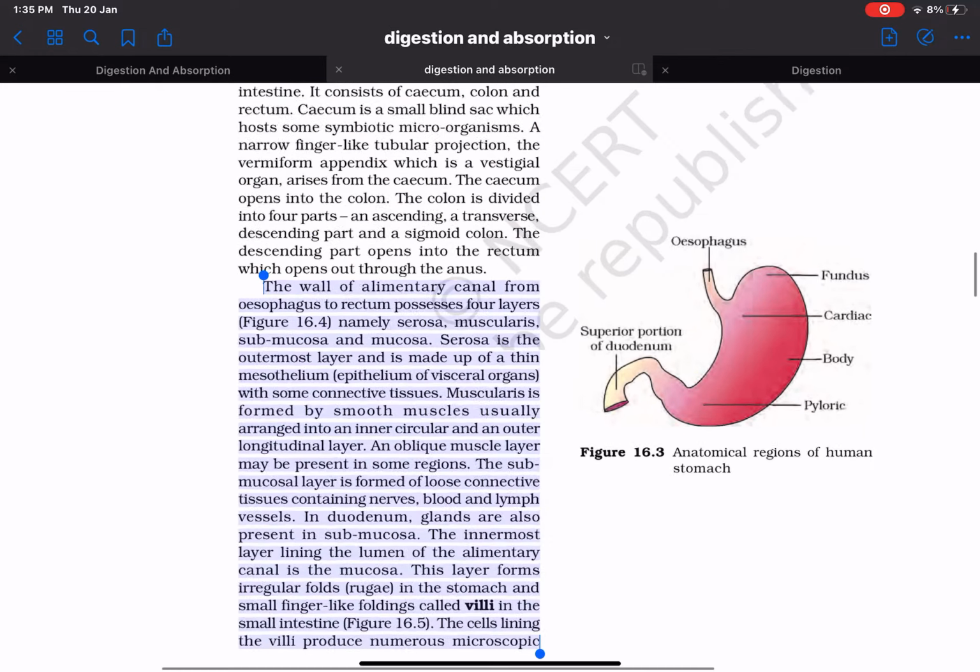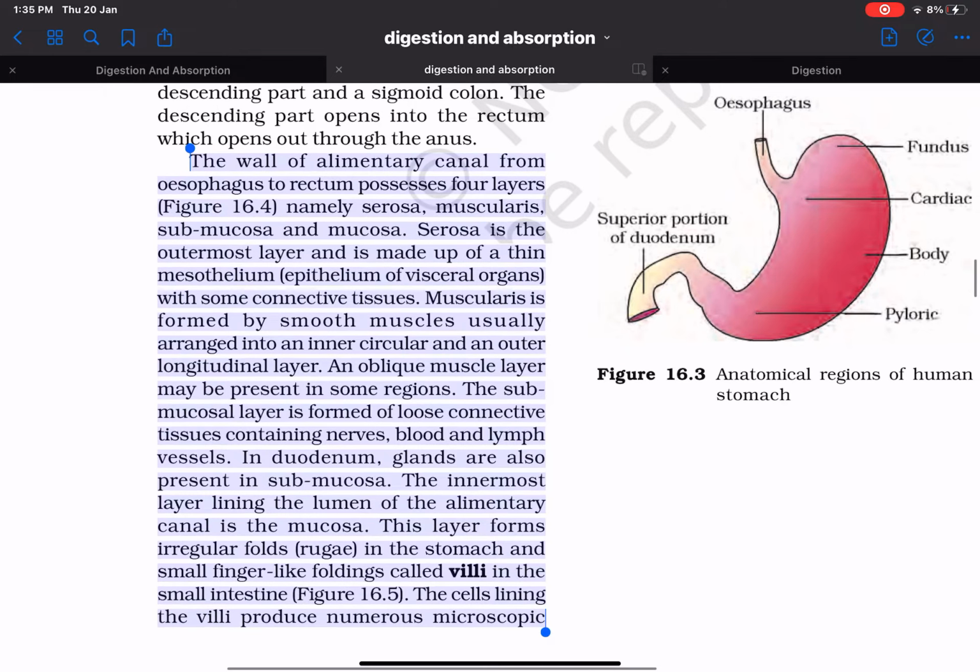The wall of alimentary canal from esophagus to rectum possesses 4 layers, Figure 16.4, namely serosa, muscularis, submucosa and mucosa. Serosa is the outermost layer and is made up of a thin mesothelium, epithelium of visceral organs with some connective tissues. Muscularis is formed by smooth muscles usually arranged into an inner circular and an outer longitudinal layer. An oblique muscle layer may be present in some regions. The submucosal layer is formed of loose connective tissues containing nerves, blood and lymph vessels. In duodenum, glands are also present in submucosa.